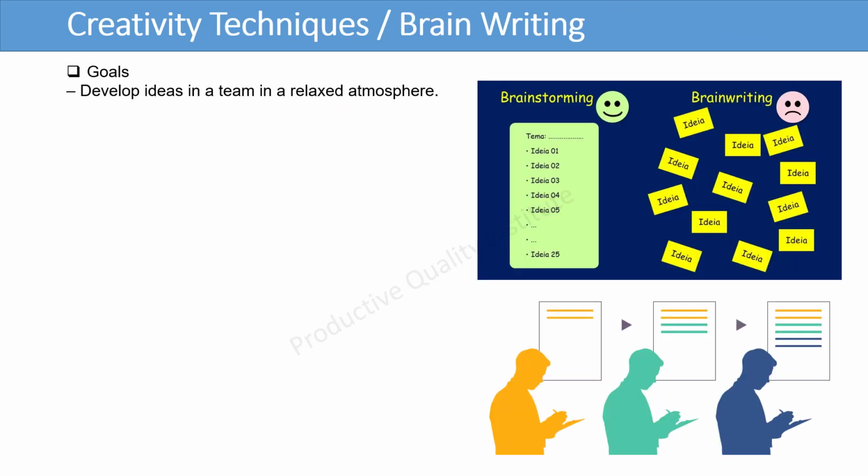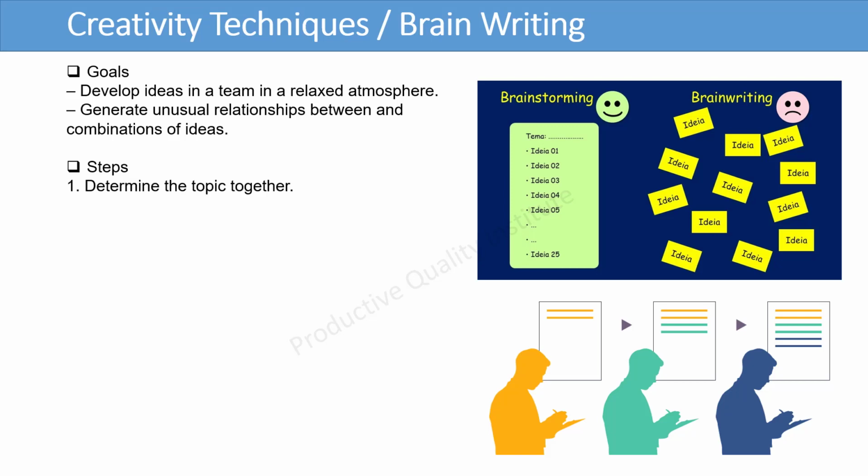The goals of brainwriting are: develop ideas in a team in a relaxed atmosphere, and generate unusual relationships between and combinations of ideas. The steps are: 1. Determine the topic together. 2. Each member gets an A4 sheet of paper.